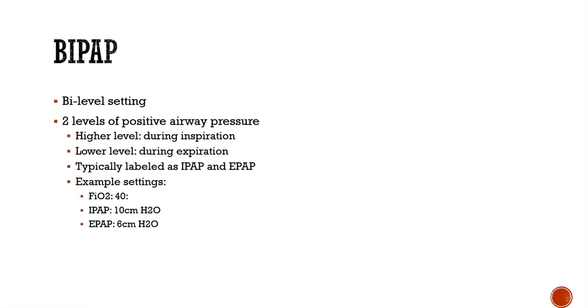Okay, so BiPAP, don't confuse the two. BiPAP is a bi-level setting, so we've got two different settings. So this is a positive airway pressure system. We have a higher level during inspiration and a lower level during expiration. It's typically labeled IPAP and EPAP, and we'll look at these this summer. So IPAP is that inspiration, EPAP is that expiration. And then an example setting would be FiO2 40%, IPAP 10, EPAP 6.